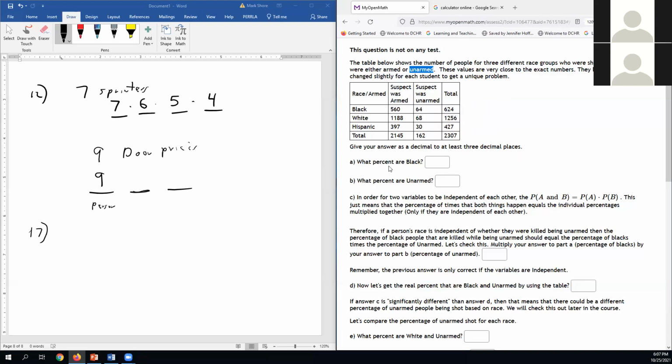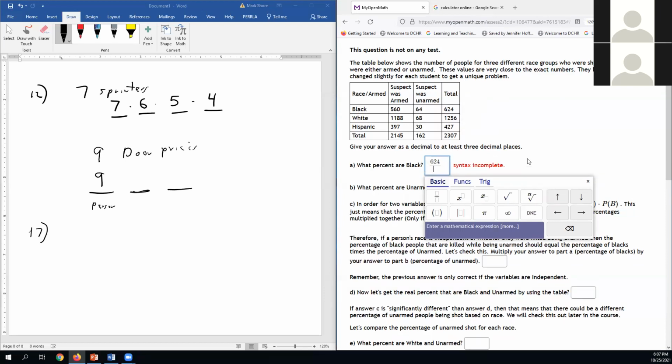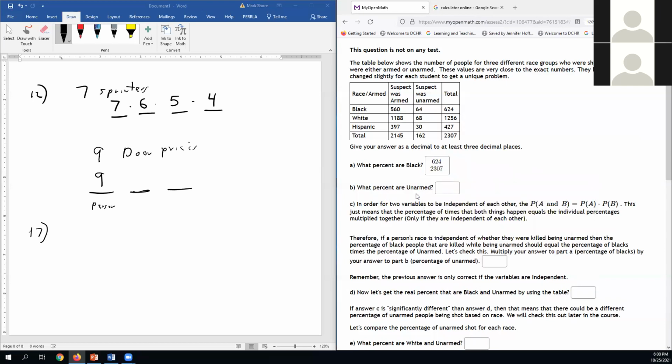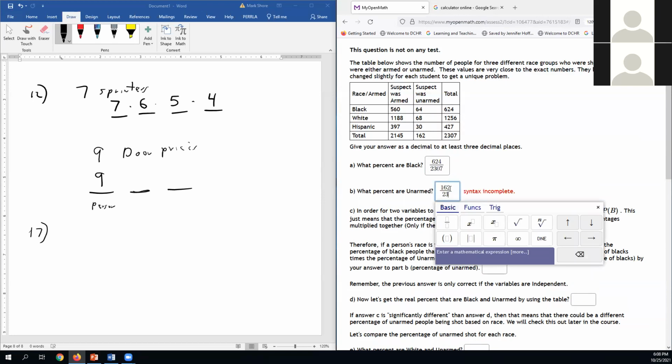So what percent are Black? So in this table of people that were shot and killed by the police, what percent are Black? So you can see that there's 624. So I'll type in 624 out of a total of 2307. And then what percent are unarmed? Well, total number of people unarmed is 162. So that'd be 162 out of the total 2307.